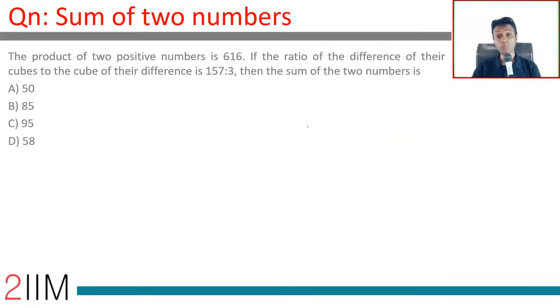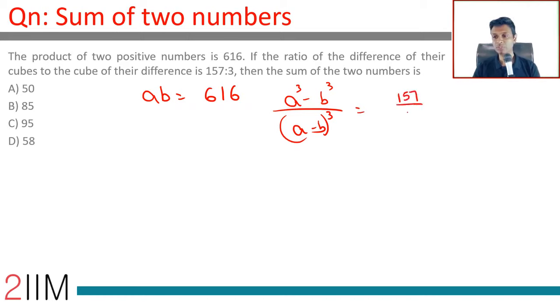Such is life. Product of two positive numbers is 616. A into B, sorry, it's not 16, 616. The ratio of the difference of their cubes to the cube of their difference, A cube minus B cube by A minus B whole cube, is 157/3. And what is A plus B? The sum of the two numbers, what is that equal to? Brilliant. So let's say AB is 616.